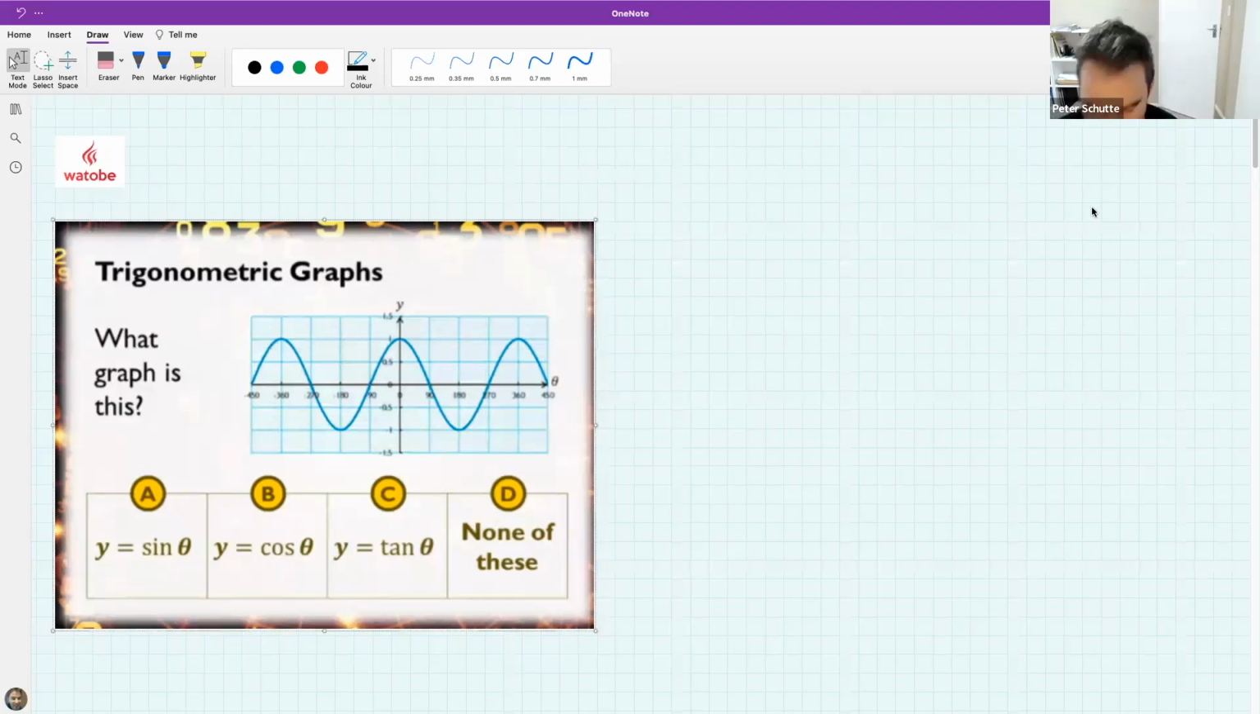Okay, so I see there's definitely a lot of love for A and a lot of love for B. We're not quite sure which one is which yet. So if we think of these two options, we get y equals sin and y equals cos.